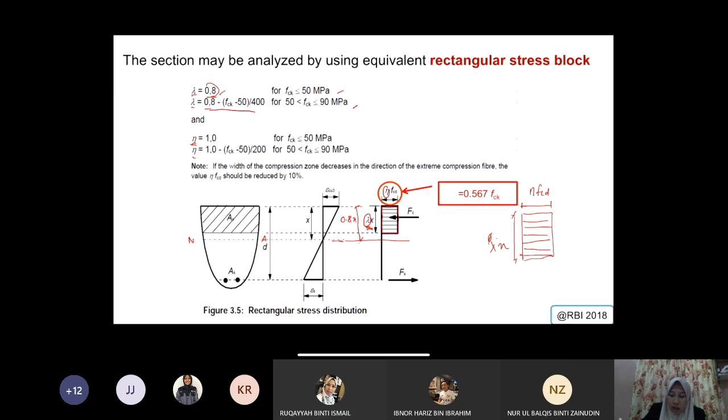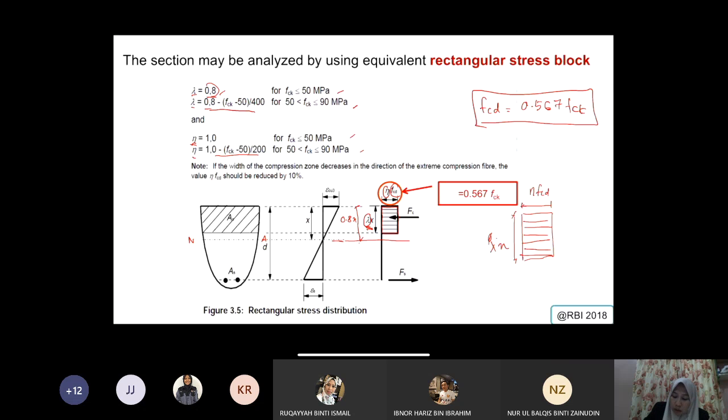Once you know that mu is equal to this condition, when the FCK is more than 50 or less than this, you take mu as this value. With that, you will be able to know the width and the height of your stress block. So what is FCD at this point? FCD can be taken as equal to 0.567 FCK. That is your FCD value.